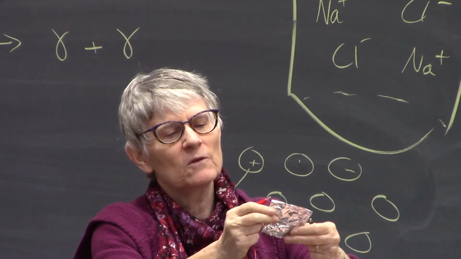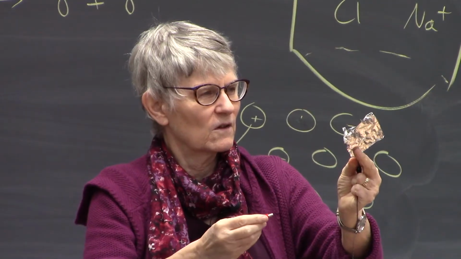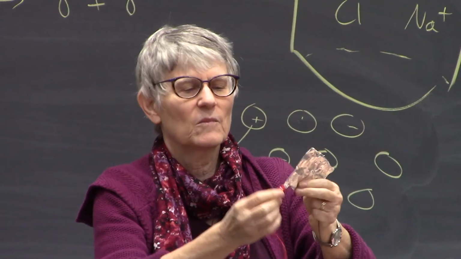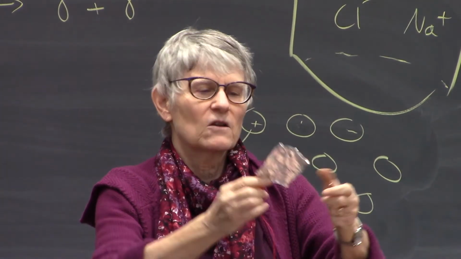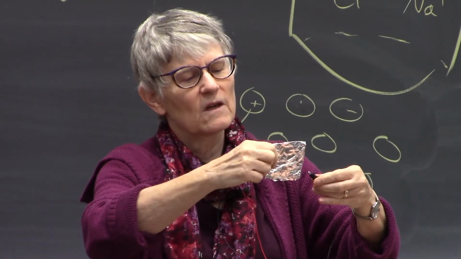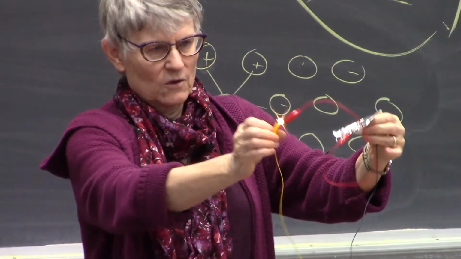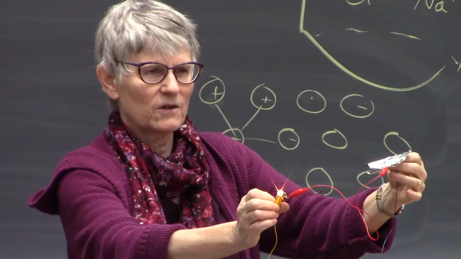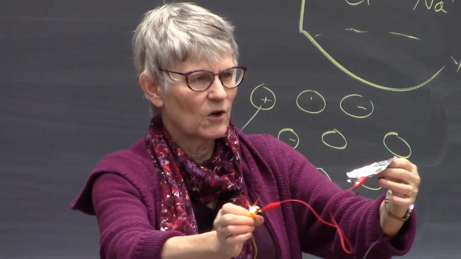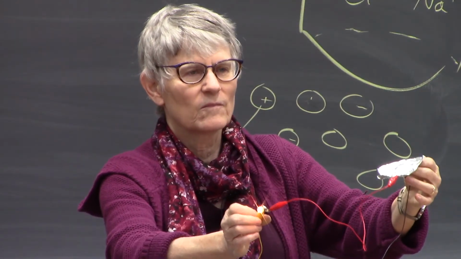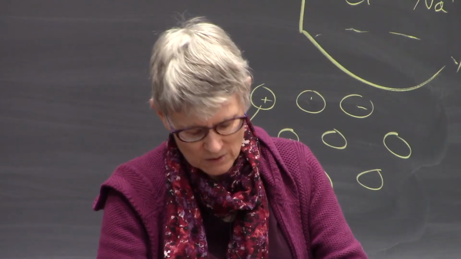So here's a piece of aluminum foil. Do you think it's a conductor or an insulator? Probably a conductor. Metals tend to be conductors, don't they? So if I clip my clip leads to the piece of aluminum foil, you're correct. Electric current can flow through it. So therefore a metal like aluminum is a conductor. And other metals are conductors too.